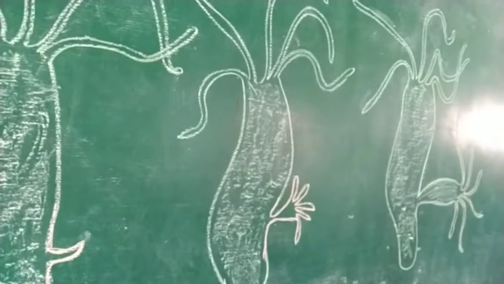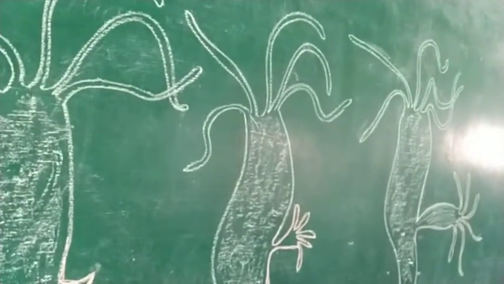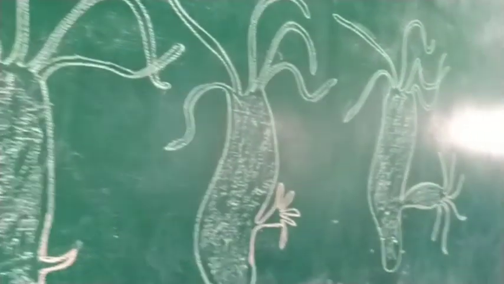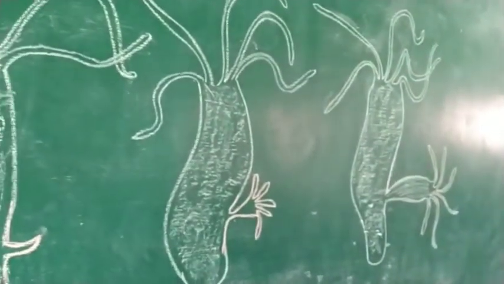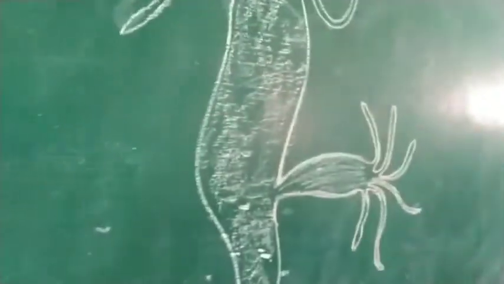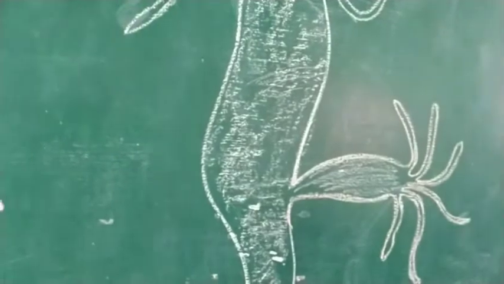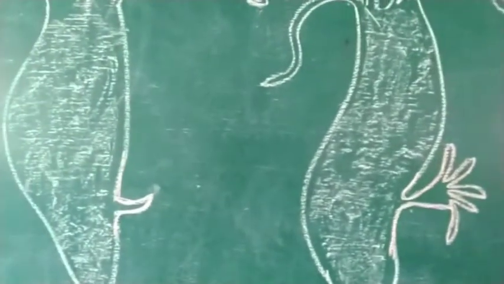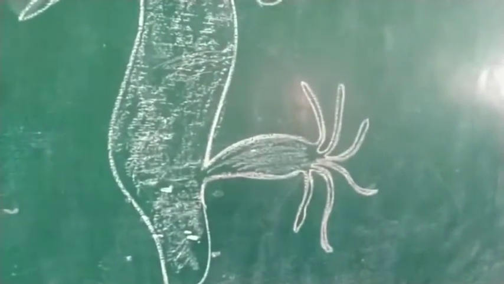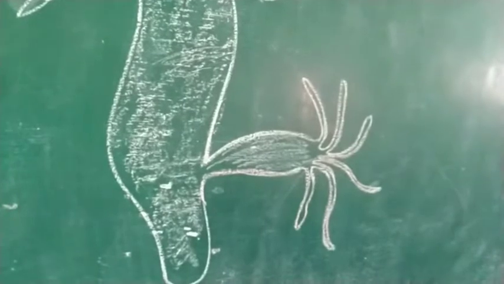These buds develop into tiny individuals and then fully mature, detach from the parental body and become new independent individuals. You can see a newly born individual here, which was there in the form of a bud earlier. So it detaches from the parental body and develops into a new individual.